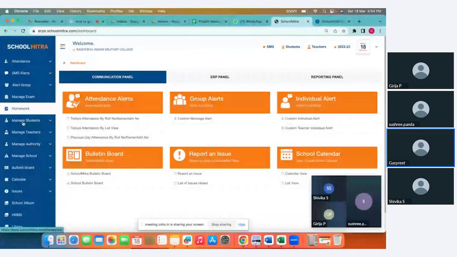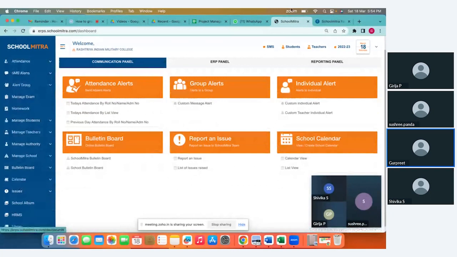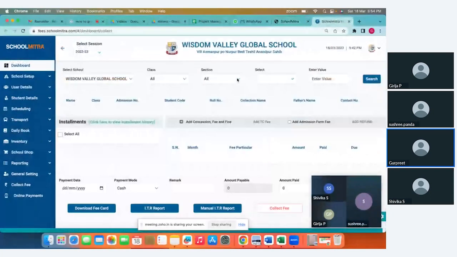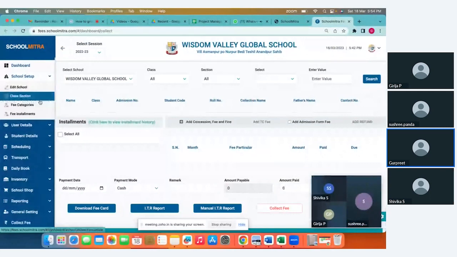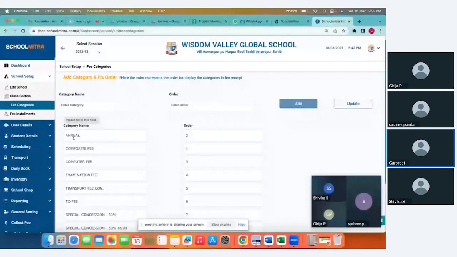Then coming to the main part, that is the school fees. You can activate the school fees, and once the school fees is activated, you can set up the entire school details wherein you can add categories. All the categories in which the fees is scheduled inside the school get added over here.